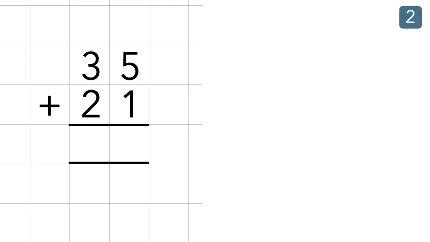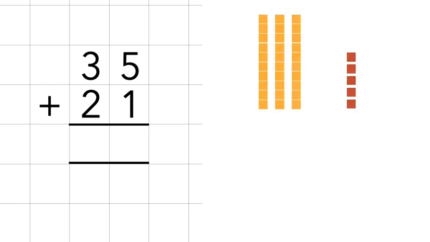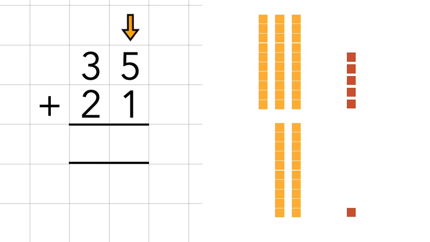Now we've got 35 plus 21. So let's make 35 first. 35 is made of 3 tens, 30, and 5 units. We're going to be adding that to 21, which is 2 tens and 1 unit. Again, we start with the smallest column, which is the units column, and we're going to add downwards, which is 5 add 1, giving us 6 for the units column.